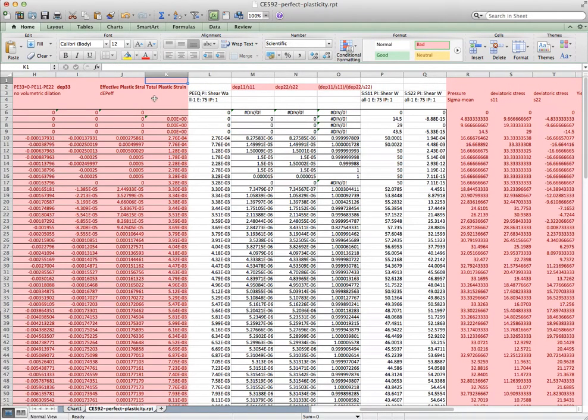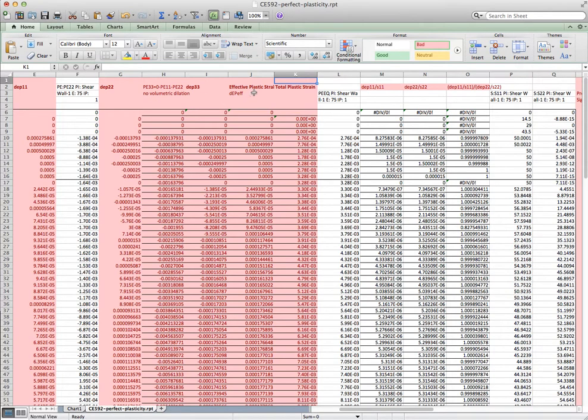In order to do that, we had to first calculate DEP effective, and that effective plastic strain was actually the square root of 2/3 times DEP11 squared plus DEP22 squared plus DEP33 squared. But in order to do that, we had to calculate DEP33, which we did using the principle of no volumetric dilation. So this is great news.